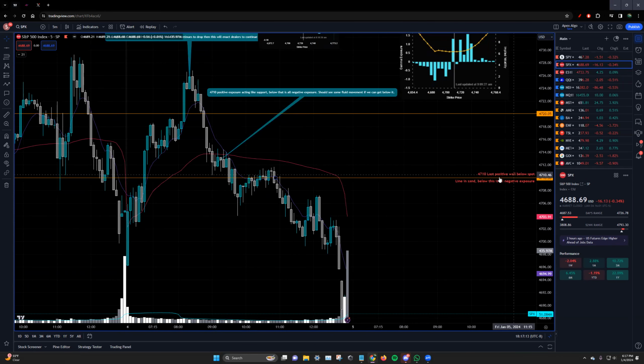It's the same thing, 4710. We came up, we came down, acted as support for a little bit. We blew right through it. Dealers bought it back up and came through again, right? But then as we started pushing back up, 4710 started acting like resistance. And then guess what happened? We went lower again.